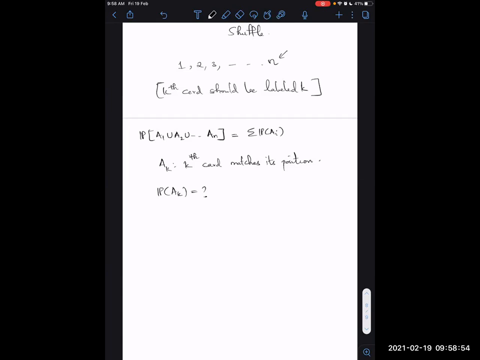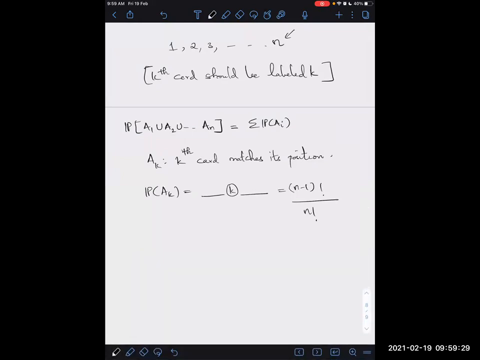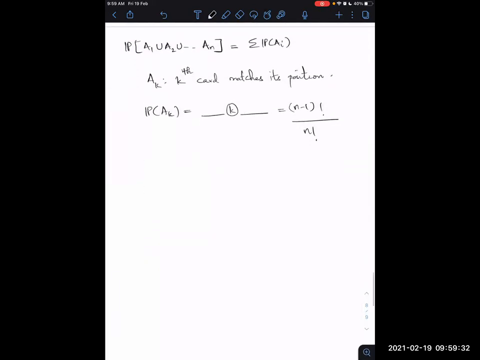Yes, it is 1 over n because you can pick the kth card to be in the kth position. And there are other cards on the left and right side of it. How many cards are there? No, there are n minus 1 cards because k is just a position. So there are n minus 1 cards and they can be arranged in any way. And the total number of arrangements possible is n factorial. So it's just (n minus 1) factorial by n factorial, which is 1 over n.